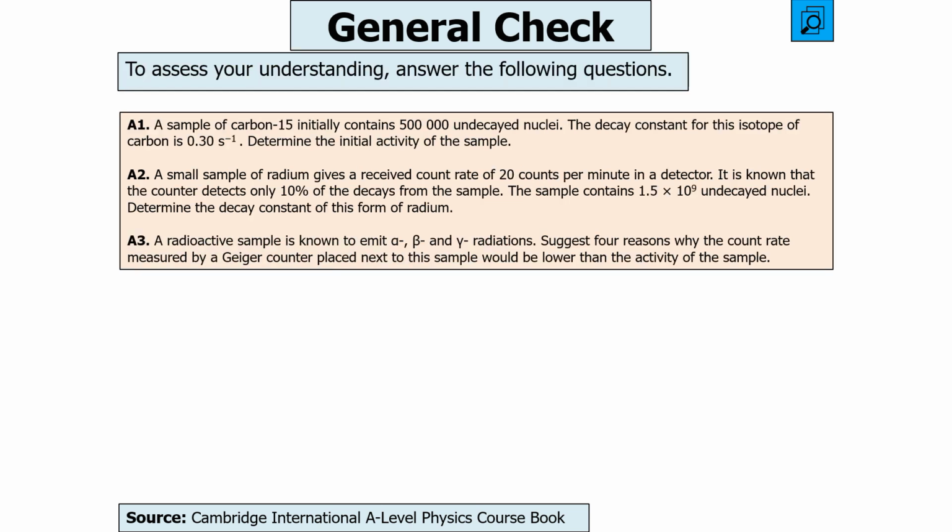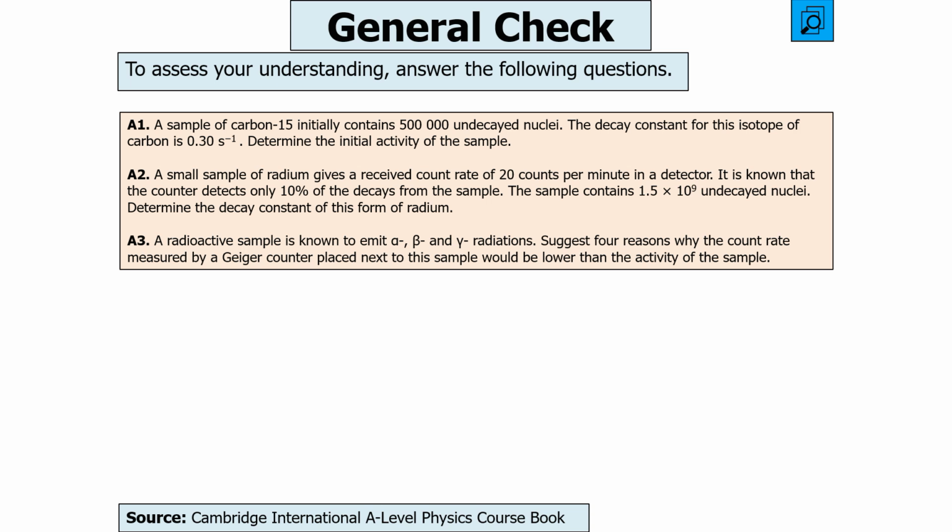The next question says, a sample of carbon-15 initially contains 500,000 undecayed nuclei. The decay constant for this isotope of carbon is 0.3 seconds to the minus 1. Determine the initial activity of the sample. A small sample of radium gives a received count rate of 20 counts per minute in a detector. It is known that the counter detects only 10% of the decays from the sample. The sample contains 1.5 times 10 to the 9 undecayed nuclei. Determine the decay constant of this form of radium.